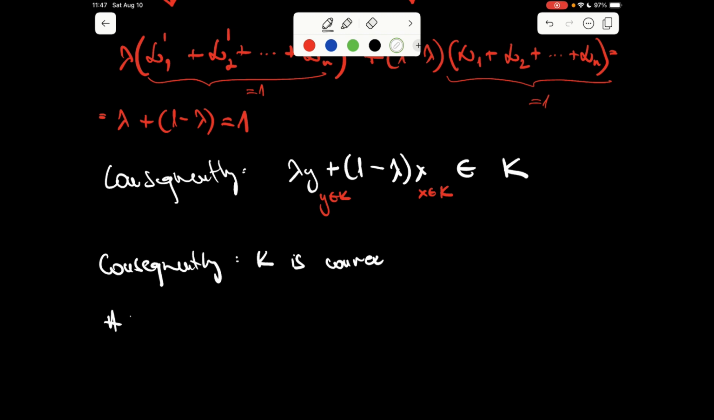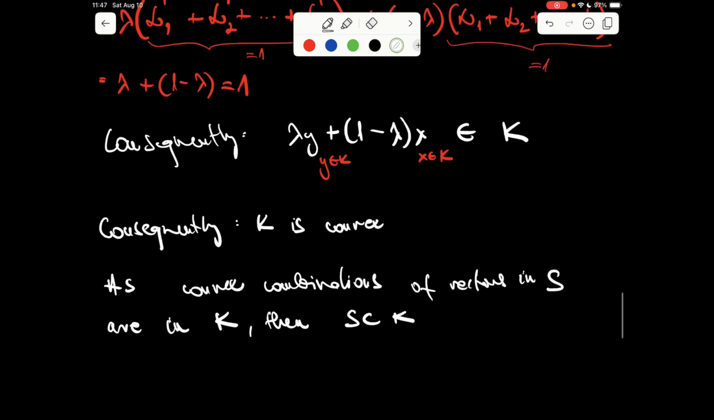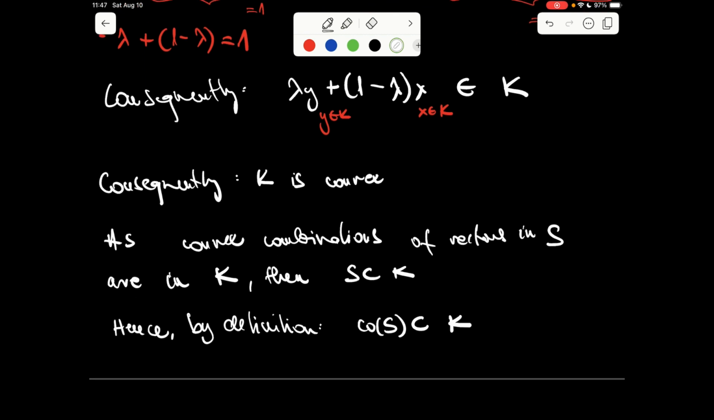As vectors, as convex combinations of vectors from or in S or in K, then S is a subset of K. Hence, by definition, COS is a subset of K, as any vector which is in COS is also in K.